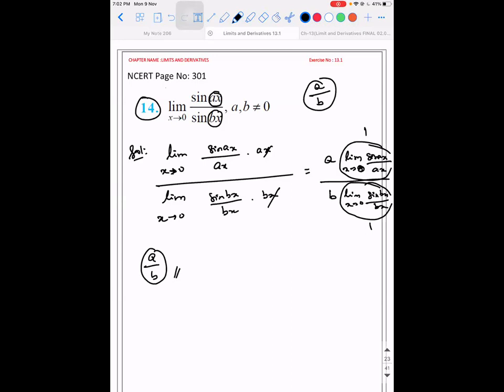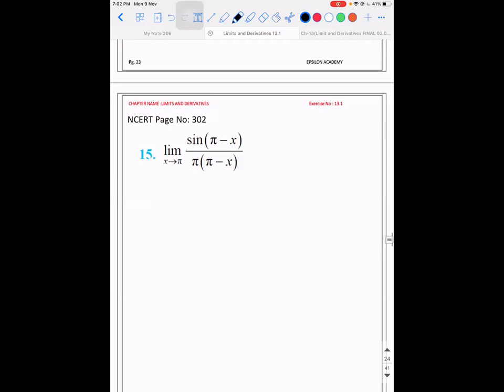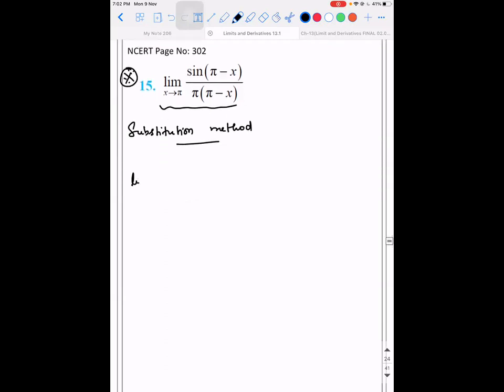Okay. Next. So this is a good problem. Okay, mark it as important. I want you all to try it again. So I'm going to use a method called the substitution method. So it states like this.